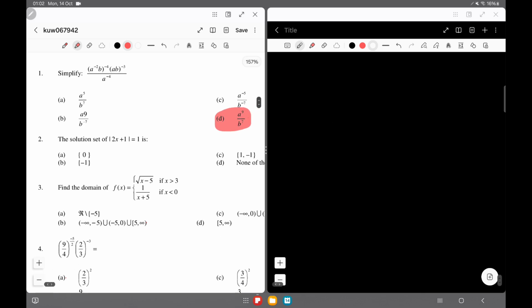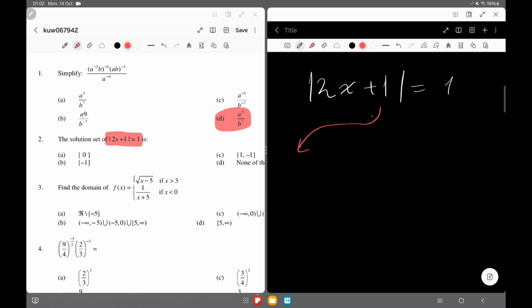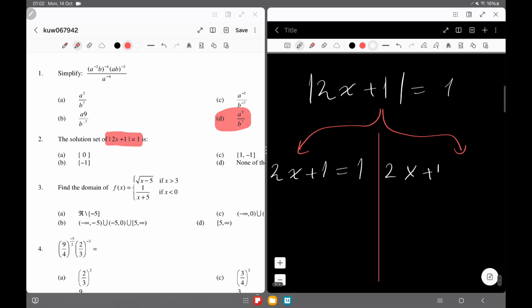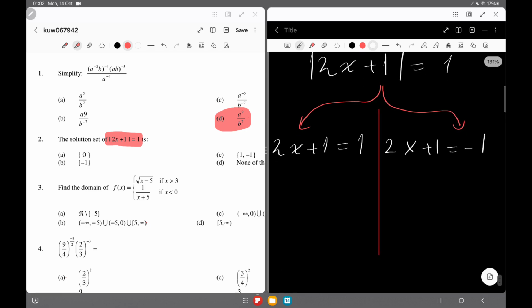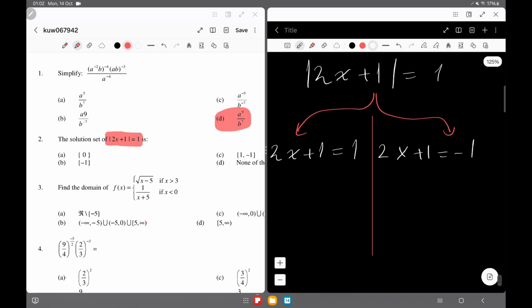Next question, the solution of this absolute value. We will write it down, absolute value of 2x plus 1 equals 1. So we have two solutions, first, second. In the first solution, we just write the same question without absolute value. 2x plus 1 equal 1. The next one, 2x plus 1, just change the sign of 1.